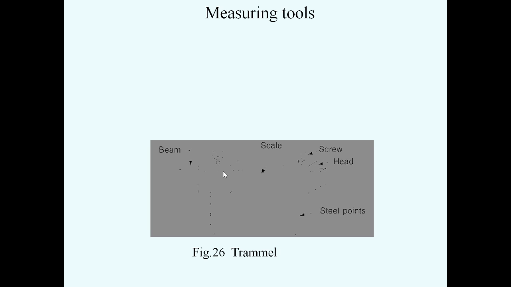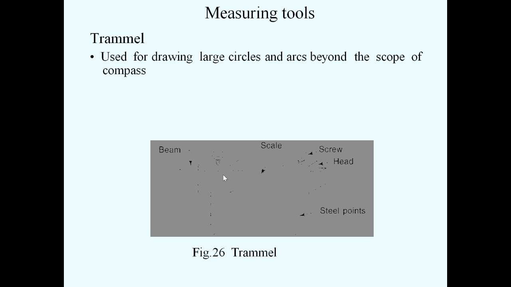Next one is the trammel. The trammel is used for drawing large circles. With the help of this trammel we are going to draw larger circles and arcs, beyond the scope of the normal compass. Whatever circles you are not able to draw with a normal compass, such large circles can be drawn with the help of trammels.